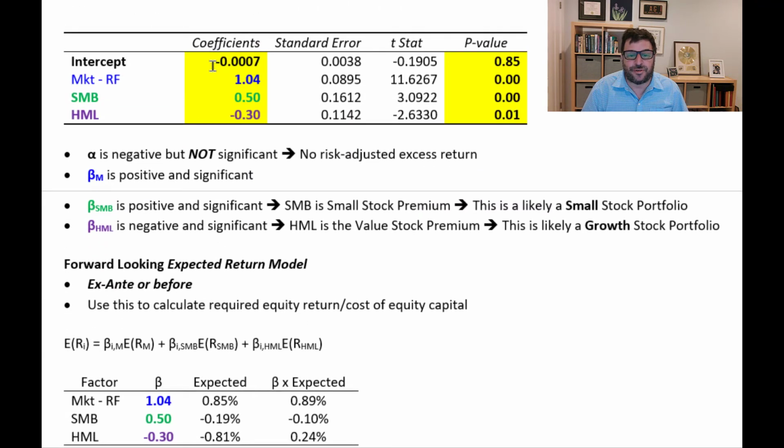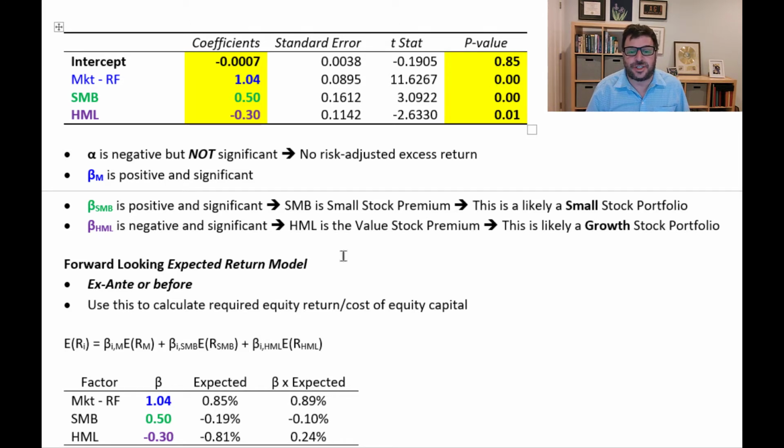The next thing is the coefficient block. And so here again, I have alpha. It's negative, but it's not significant. And I know it's not significant because this is not less than 0.05. In fact, it's 85%. And so I would conclude that there's an 85% chance of observing this if it really is zero. So I would conclude that there is no risk-adjusted excess return, either positive or negative. The beta for the market is positive and significant. It's 1.04, and I can conclude with greater than 99% confidence that this is not zero, so therefore it is statistically significantly different from zero, and so therefore the market does affect this portfolio.